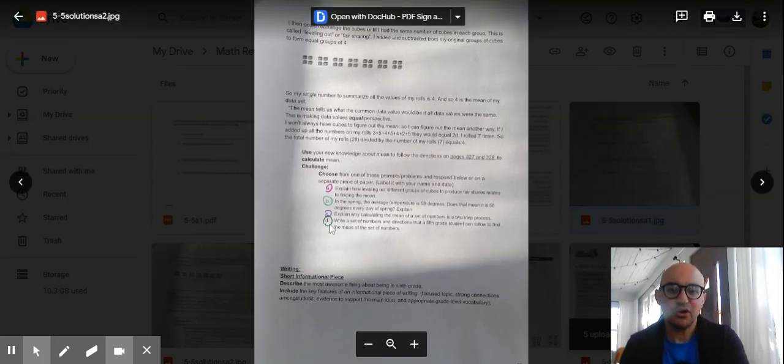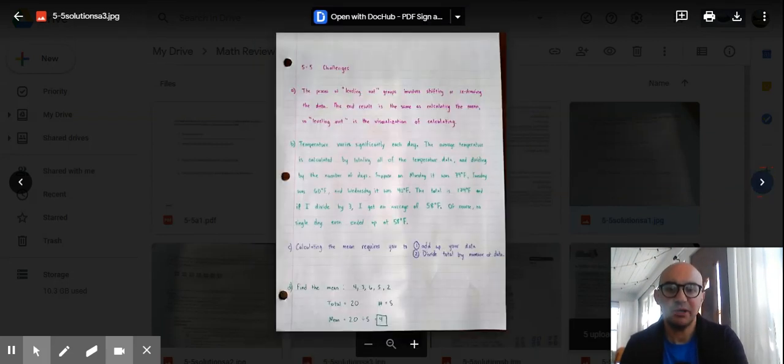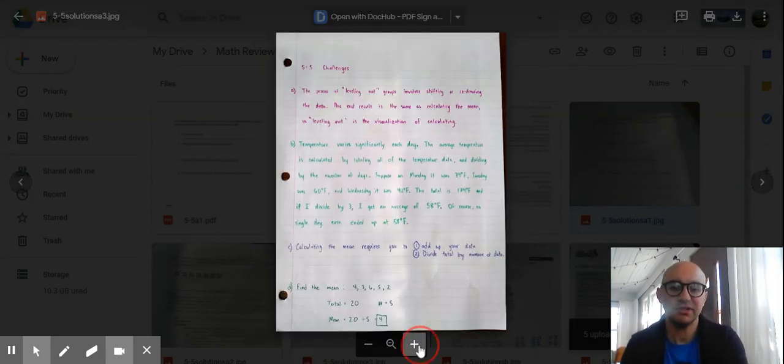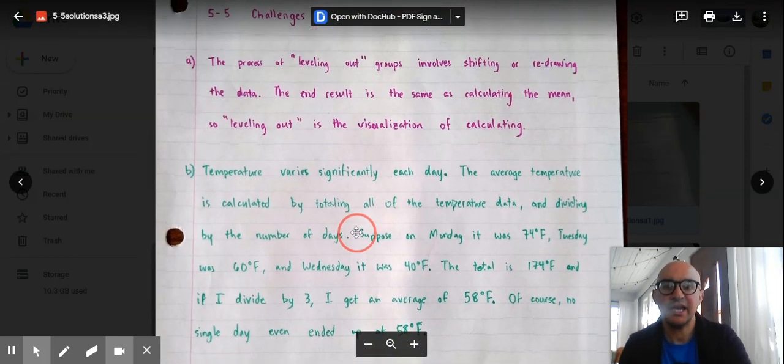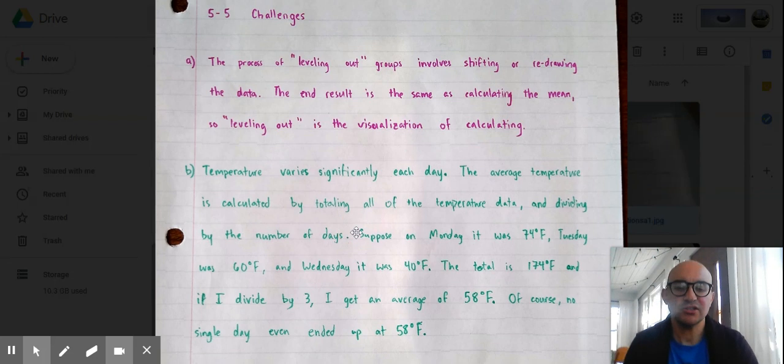The challenge problems I've coded in color here, and I answered these problems on a sheet of notebook paper because they take a little bit of explanation. I wanted to make sure I had plenty of space here. So for part A, the challenge problem said, compare the process of leveling out a group to the process of calculating the mean. The leveling out process is really just a visualization of the calculation of the mean.